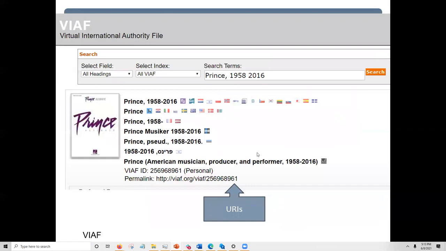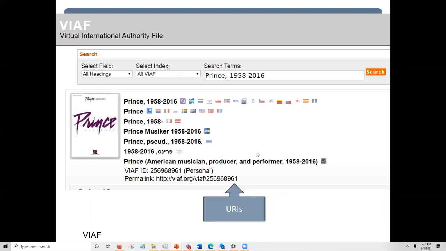So, for example, looking at the virtual international authority file record, like I said, we're going to spend a lot more time looking at this kind of stuff. Here you see his virtual international authority file. I think I called it internet earlier, but I do know what it is. I'm just tongue-tied. You see down there this permalink, that is the URI for this. And it is a URL, so you can link directly to that.